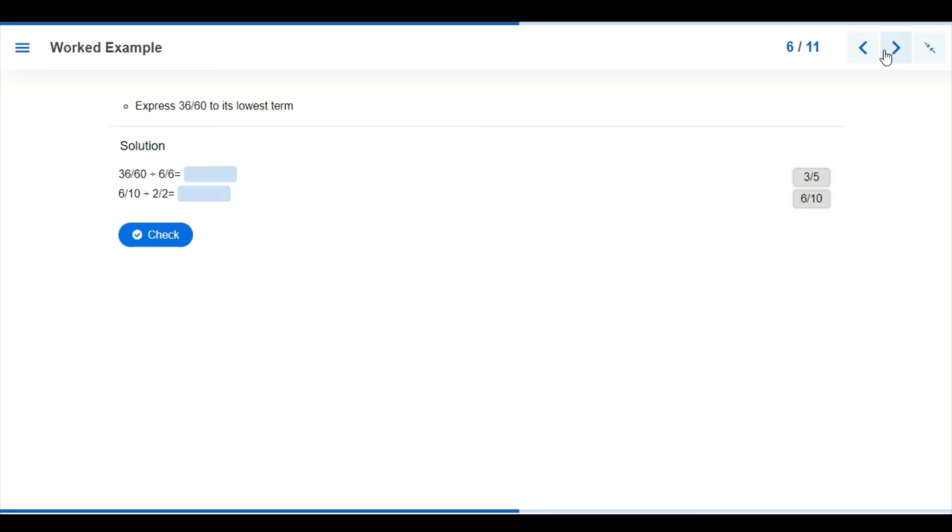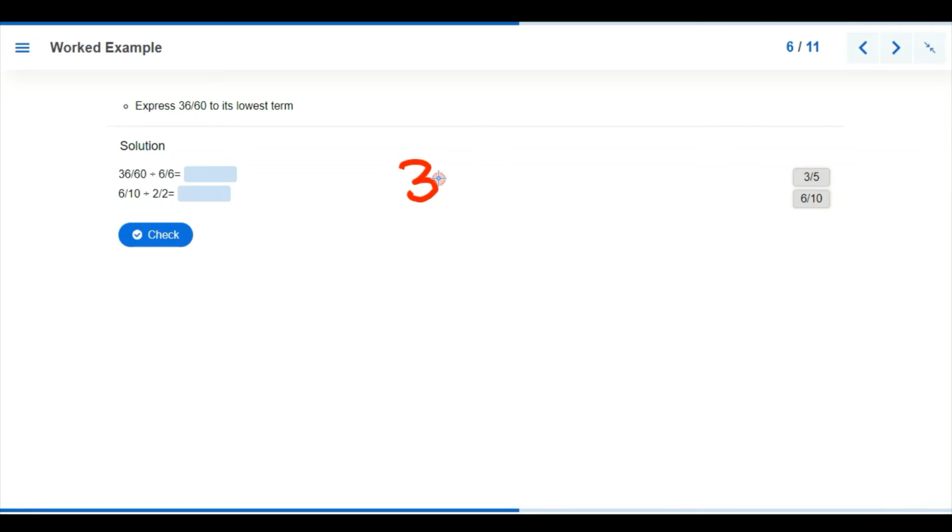So that leads us to the next example. Here we have to reduce 36/60 to its lowest term, that is the term in which no value can go into the numerator and denominator at the same time. So we won't have any other figure that is common that can go in the two of them at the same time. Okay, so let's solve this together.